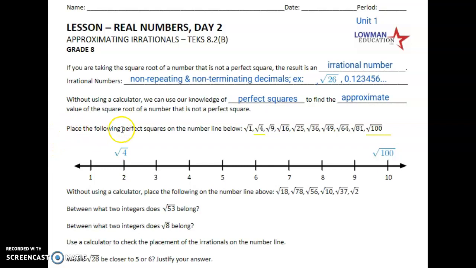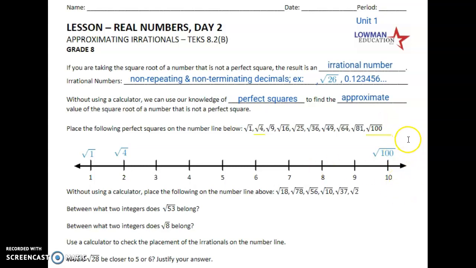It says place the following perfect squares on the number line below. So we know that the square root of 1 is 1. And let's get our symbol. I'm going to go ahead and put that one in there for you. And we know that the square root of 4 is going to be 2. I've also done the example all the way down here at the end, the square root of 100. The square root of 100 is 10 because we all know that 10 times 10 is 100.